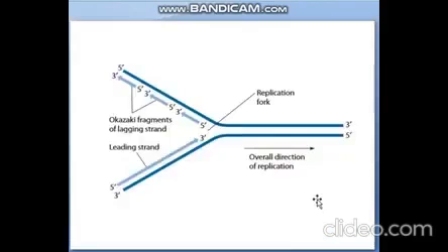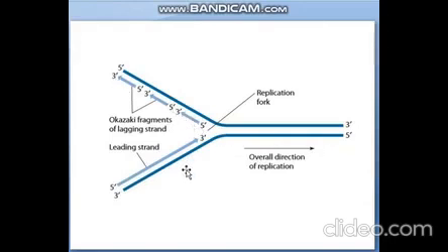Here you see the replication fork. This is the leading strand, this is the lagging strand. On the lagging strand, again the formation is also from the 5' to 3', and we will have a separate RNA primer for each Okazaki fragment of the lagging strand, and for the leading strand we just need one primer and that's it. And this overall direction you see it is from the 5' to the 3' end. Again it is from the 5' to the 3' end.